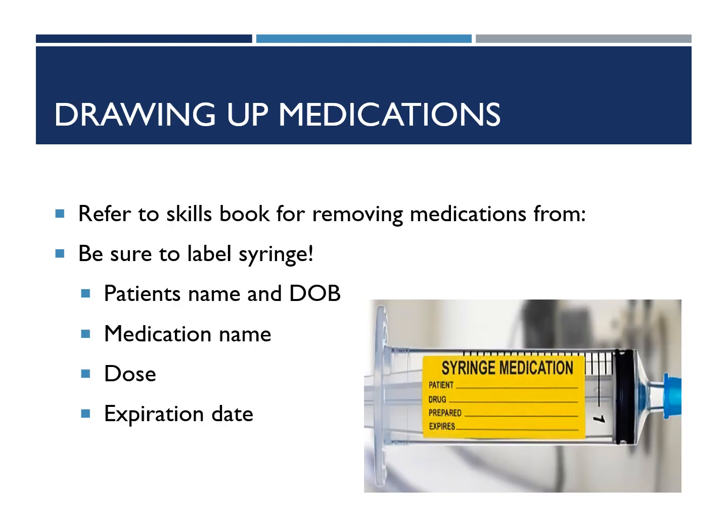When it comes to drawing up medications, I really want you to refer to your specific skill videos on how to draw up each of the medications. So please refer back to your skills videos and books, but we're going to practice all of these in person. When we draw up our medication into a syringe, we need to make sure that we label our syringe with the patient's name, date of birth, medication name, dose, and expiration date so you can complete your third check. You can't do your third check without all of that information.